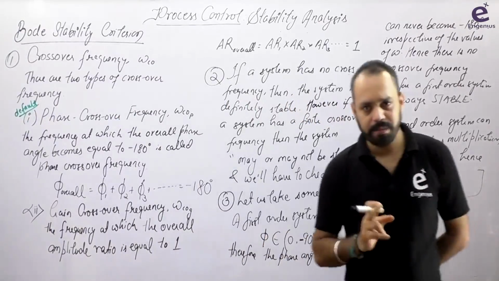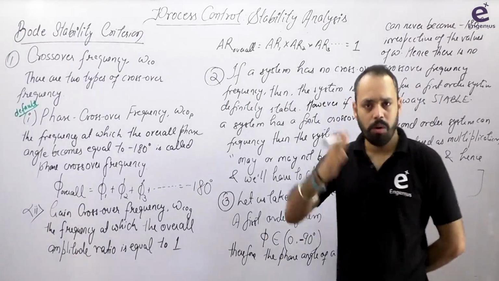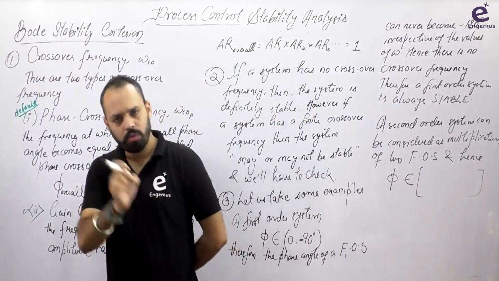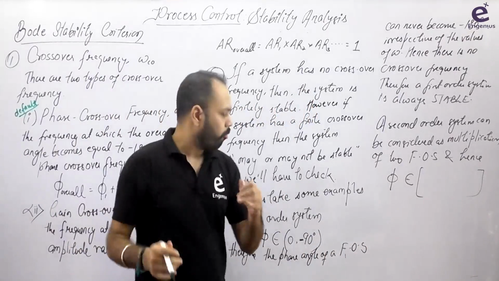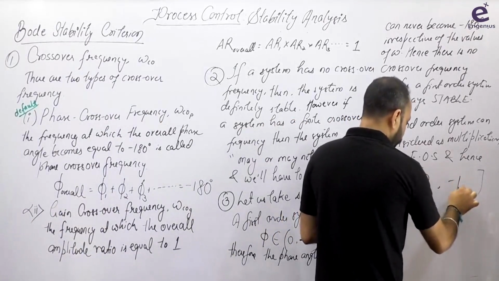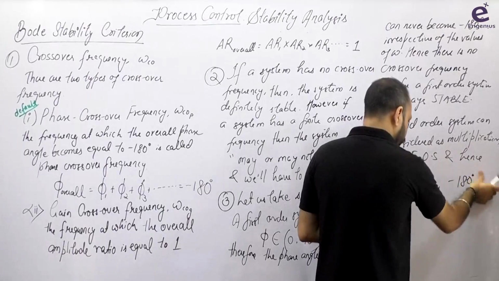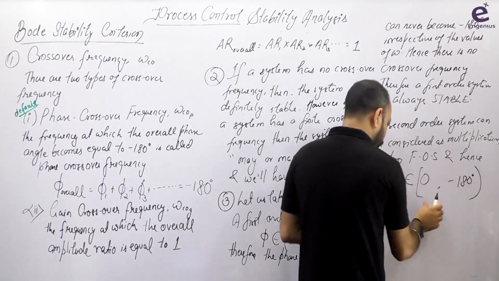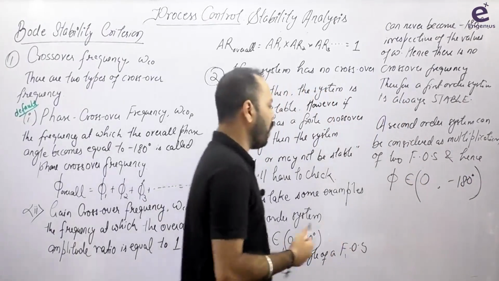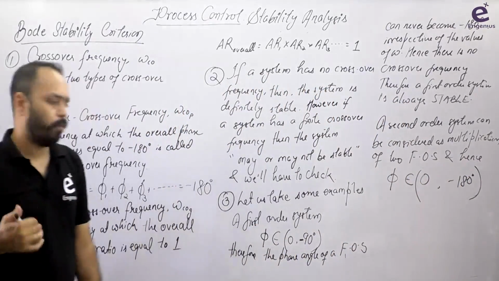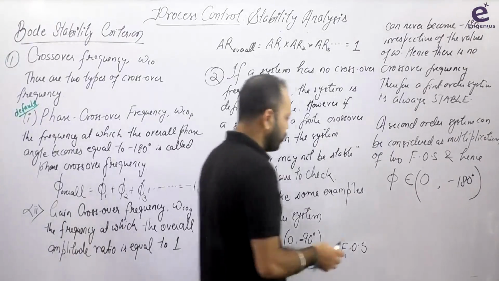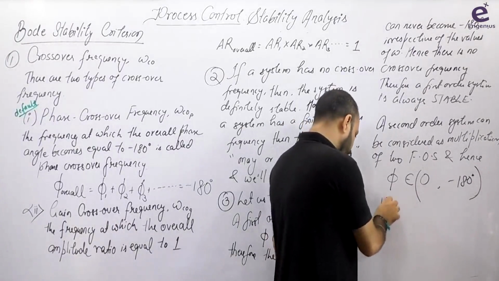For one first order system, phi can range from 0 to -90. For the second first order system, phi can range from 0 to -90. So if they are combined, phi is going to range from 0 to -180. But still, you know that this -180 is not included, as well as the 0 is not included, because phi will become -180 degrees for a second order system only if omega is infinity, which is not possible to achieve, right?